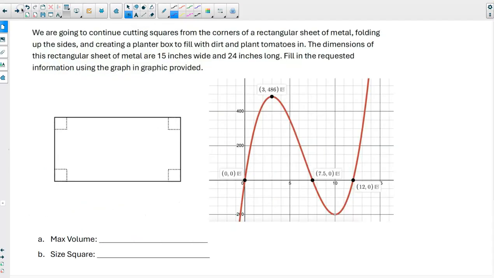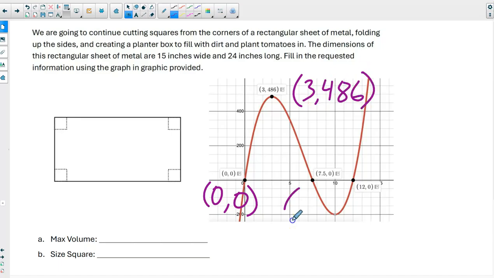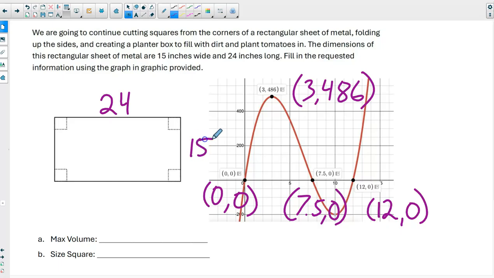All right, the next problem, I'm going to write the points out. Use the points you want, but you should be able to determine your max volume and the size of the square. And I'm just going to give you a minute on this, because it's just grabbing information and throwing it on the paper.